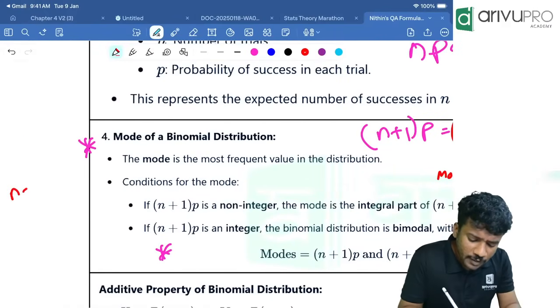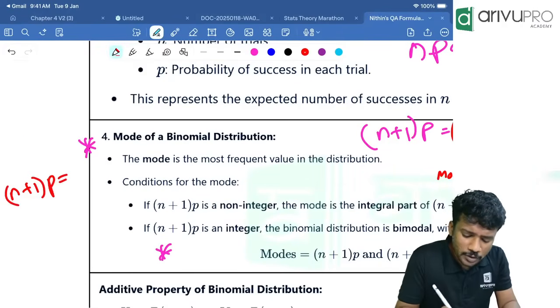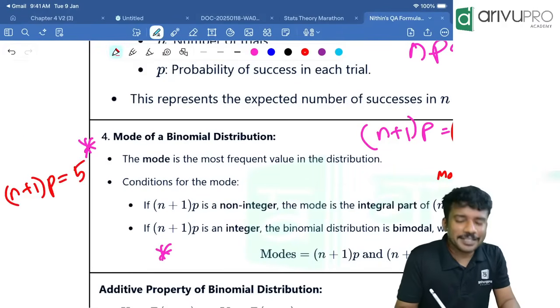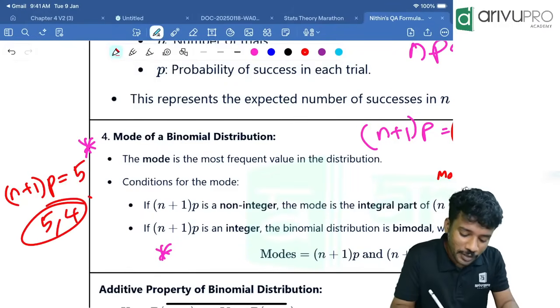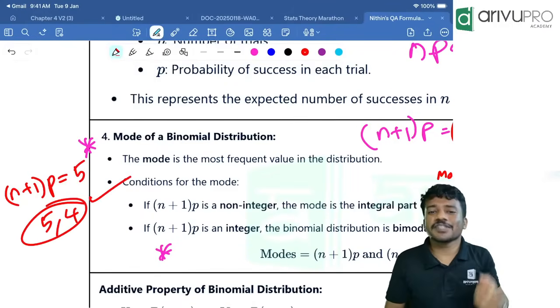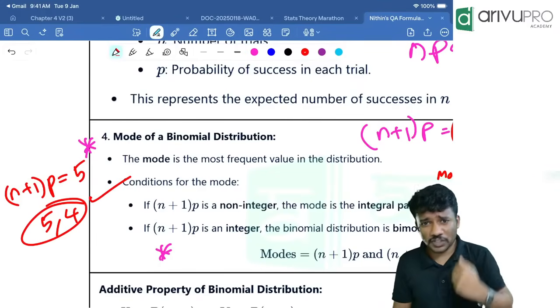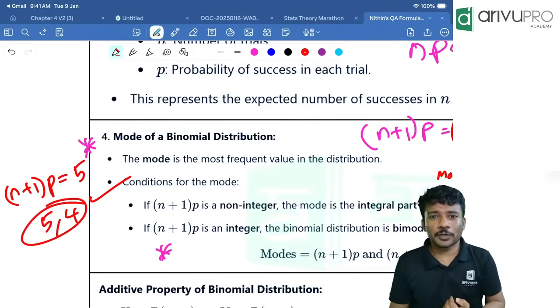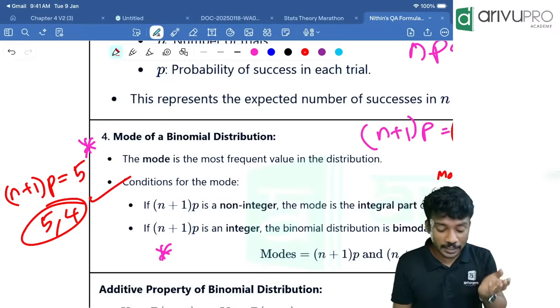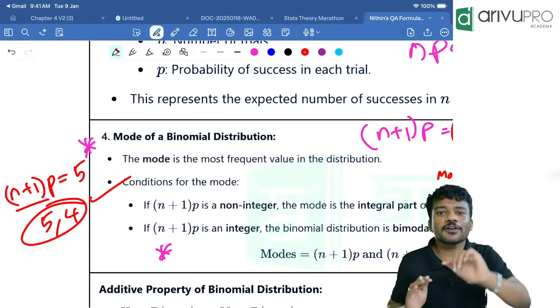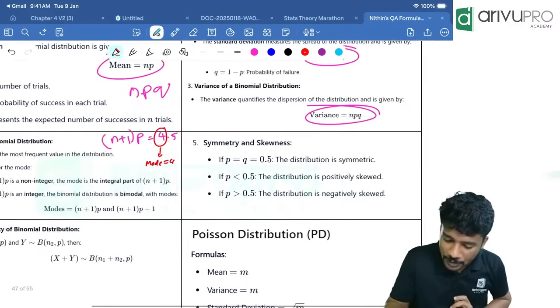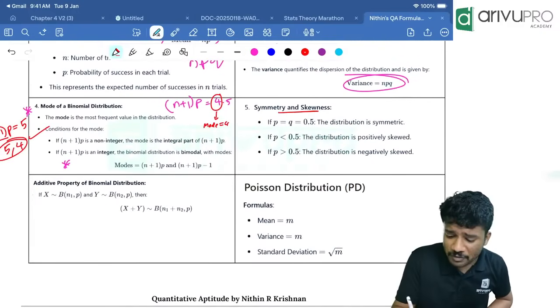But what if (n plus 1) into p is equal to 5? Then will you write 5 as the mode? No, 5 comma 4 is the mode. Remember this: 5 and the previous number. What if it is 3.6? What will be the mode? 3 will be the mode. What is the mode when (n plus 1) into p is equal to 7? Mode will be 7 comma 6. Remember that.